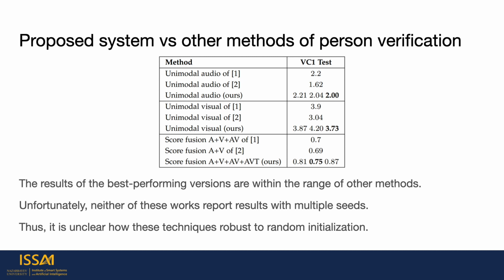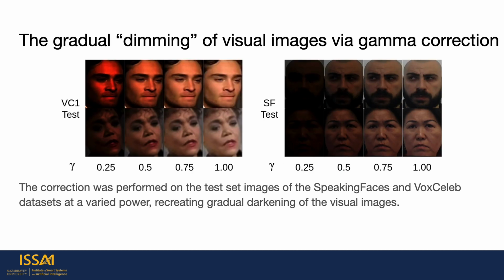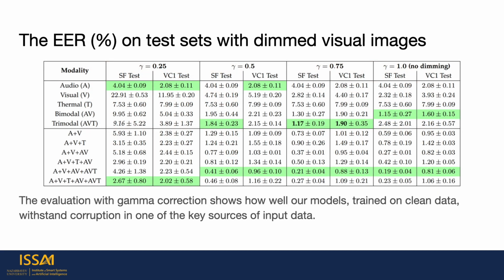We further evaluated the robustness of our best performing models by simulating suboptimal low-illumination environments using gamma correction. The correction was performed on the test set images of SpeakingFaces and VoxCeleb datasets at a varied power. This way, we recreate gradual darkening of the visual images. Although our results were slightly higher than the error rates of other methods in the field, the evaluation with gamma correction shows how well our models trained on clean data withstand corruption in one of the key sources of input data.